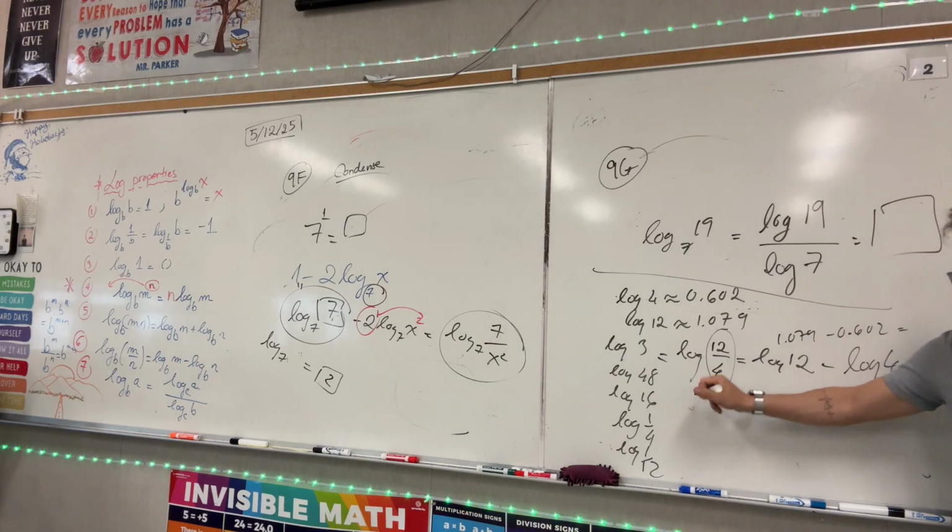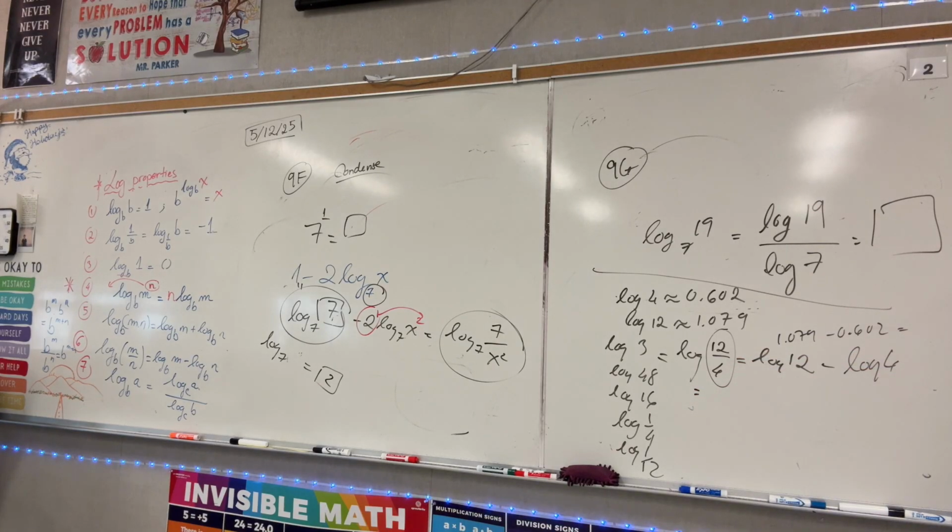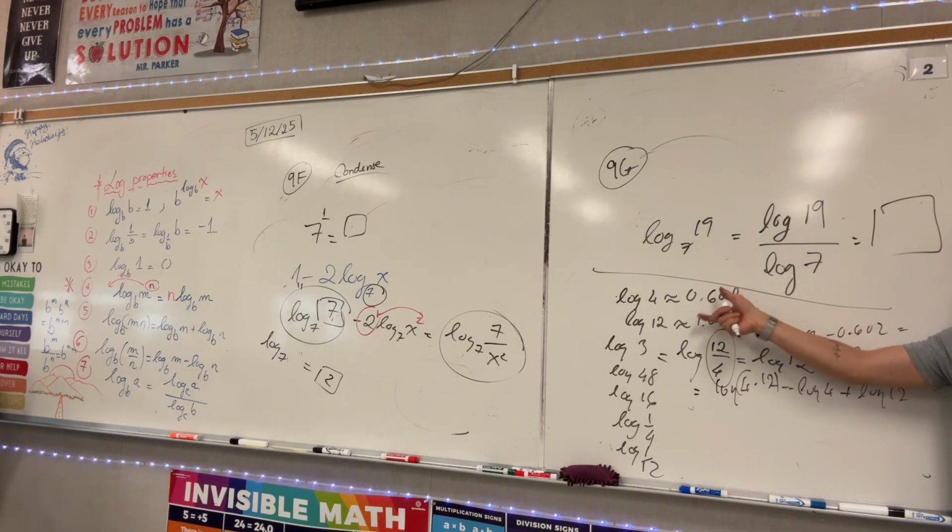Okay. And 48, how do you get 48? Easy. 4 times 12, right? So log of 4 times 12. That means, how do you bracket? Log 4 plus log 12. Do you know log 4? Yes. Do you know log 12? Yes. So add them together, that's it. Wait, so we're not going to use the calculator on that? No, because I gave you the information here.